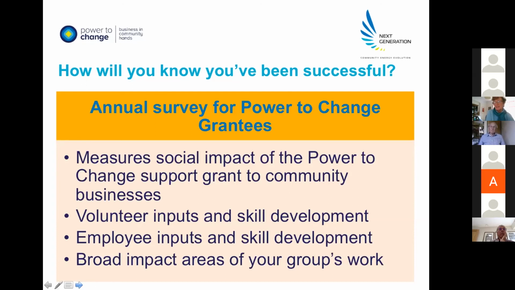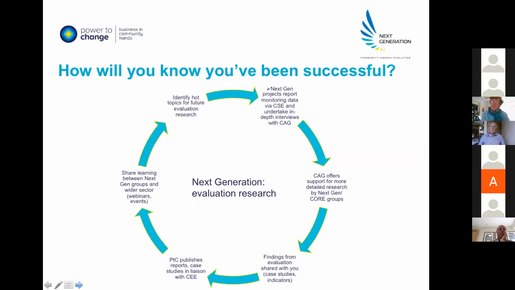If I move on to the next slide, this just explains a little bit about how the evaluation works. We've got an iterative approach to evaluating the Next Generation programme. So starting in the top right-hand blob, we as an evaluation team will look at basic monitoring data that you provide via CSE, the stuff that comes through from Bright, and the stuff that comes through from Power to Change.